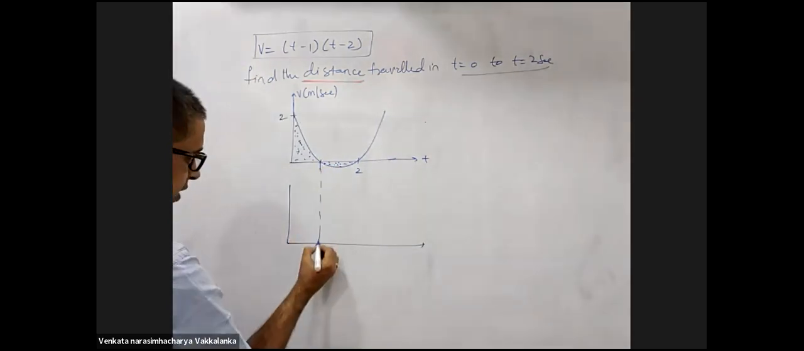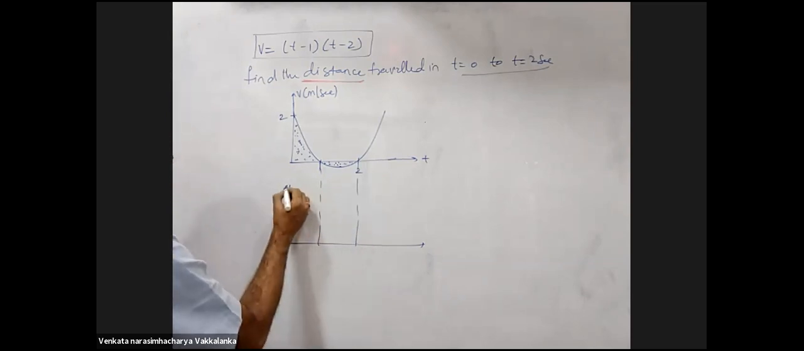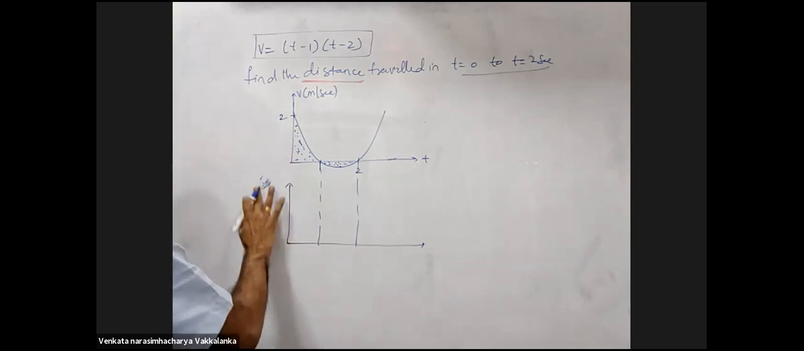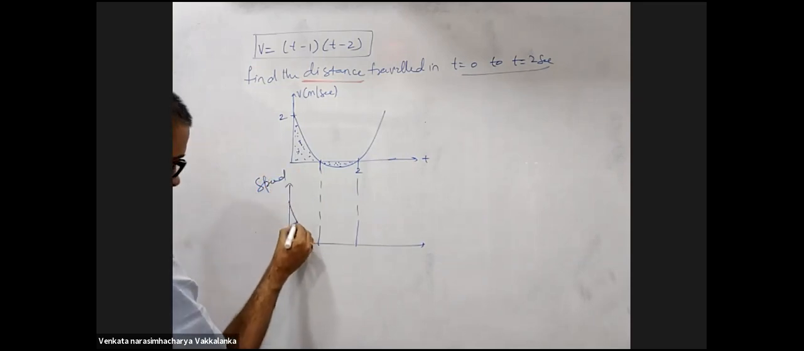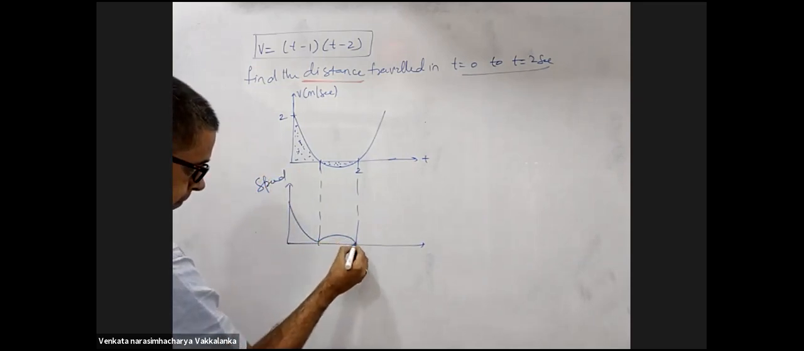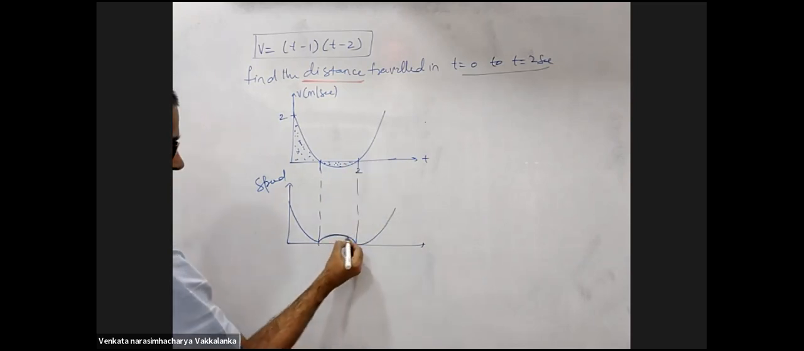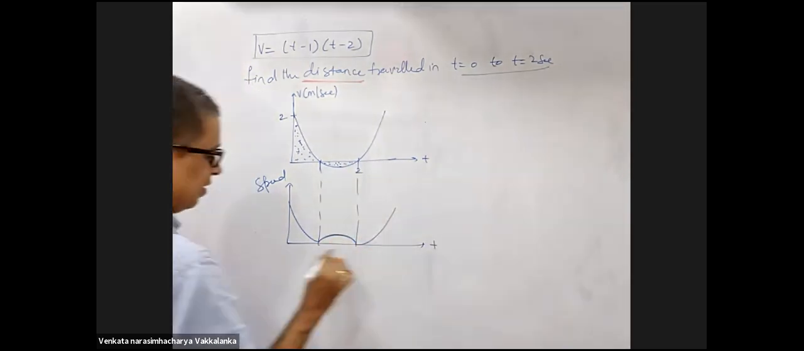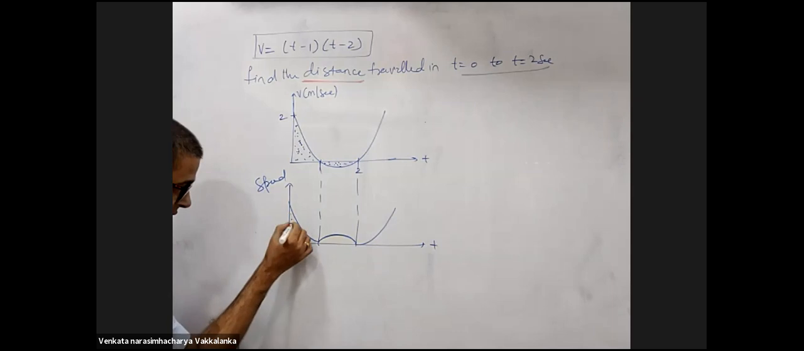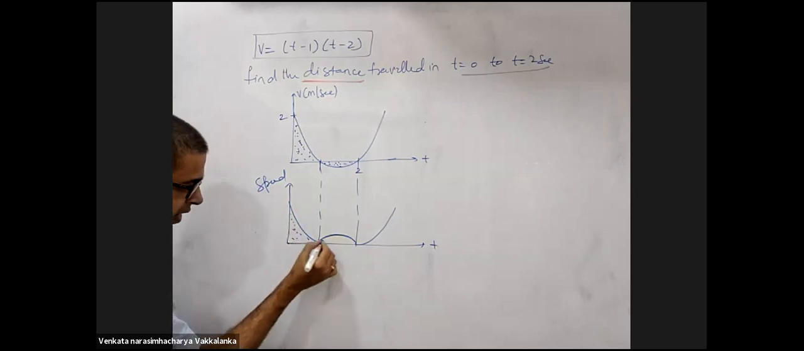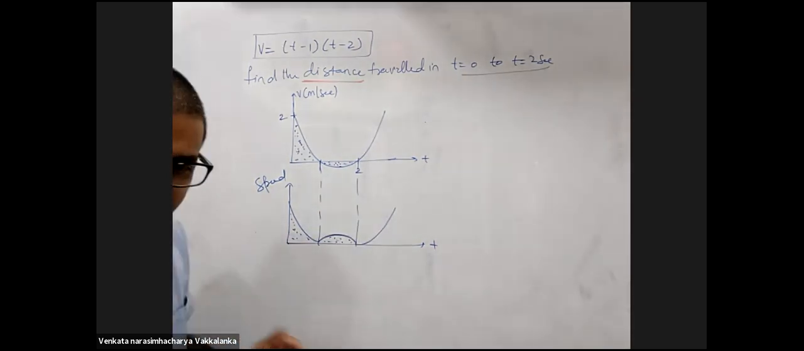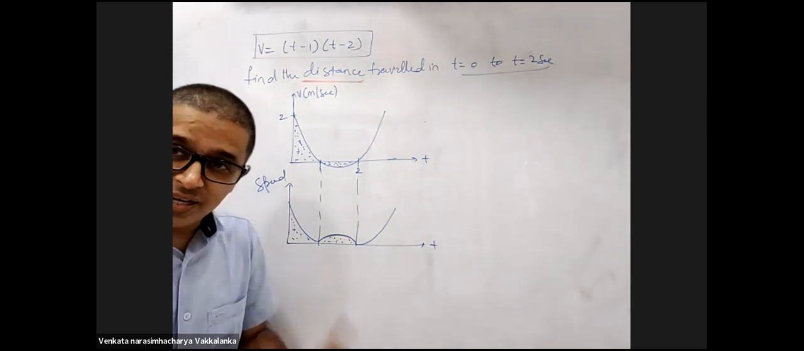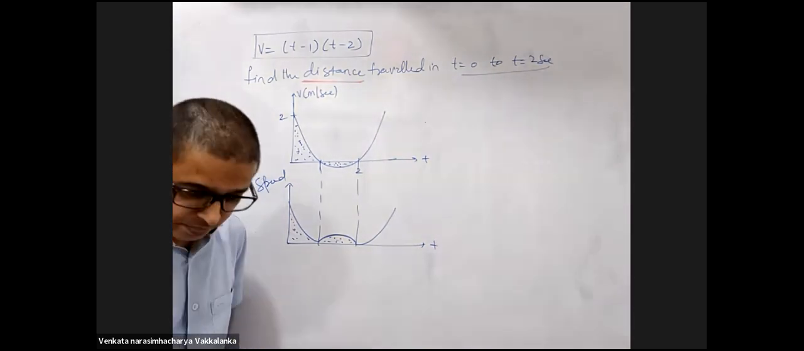Just for your understanding, how do I draw the speed time graph? We take the negative part and flip it up. Just reflect it upwards. So that is a mod function. This is a mod function, right? Speed time graph, if I take this area plus this area is my distance. Is this understanding clear to all?